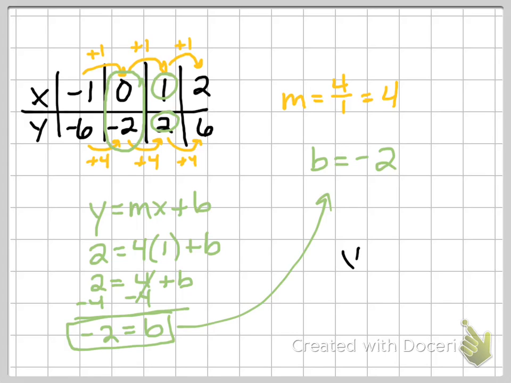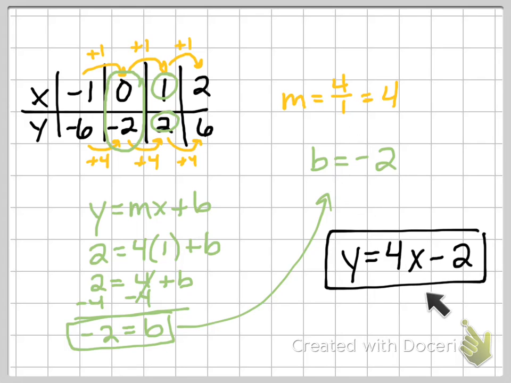And as you see, that's actually the same thing that the other point said. So now that I have m and b, I can write my equation. Y equals mx plus b. So y equals 4x minus 2.